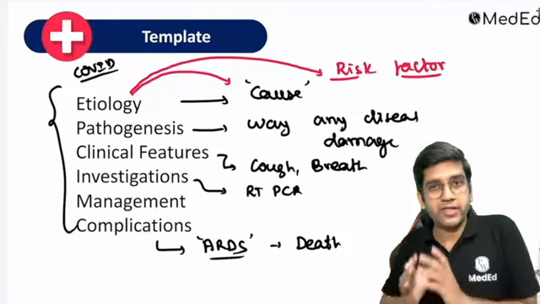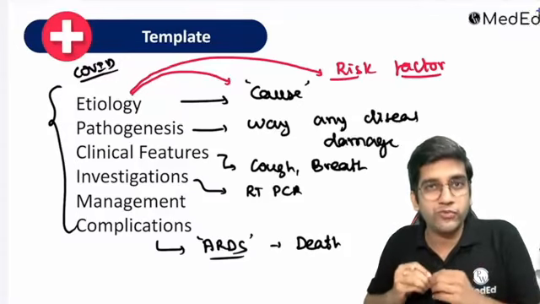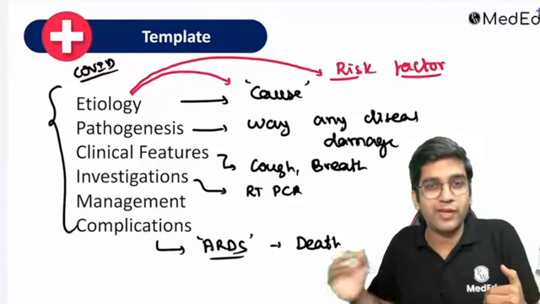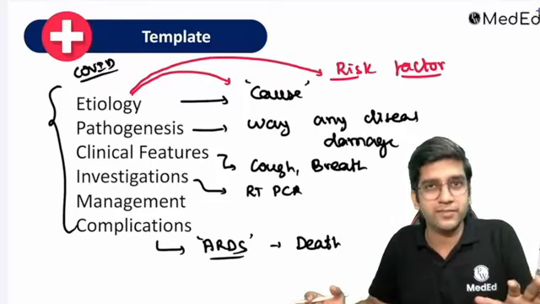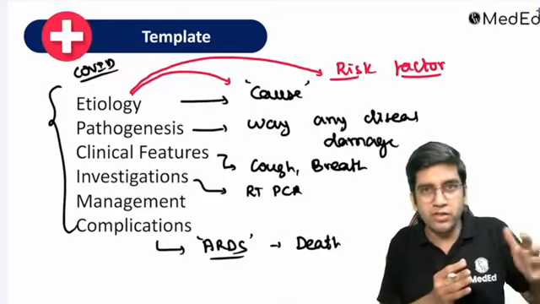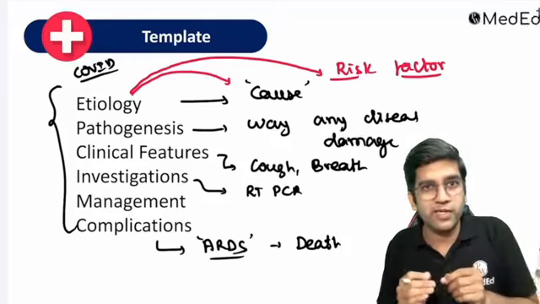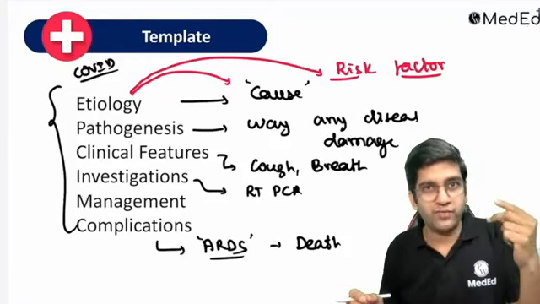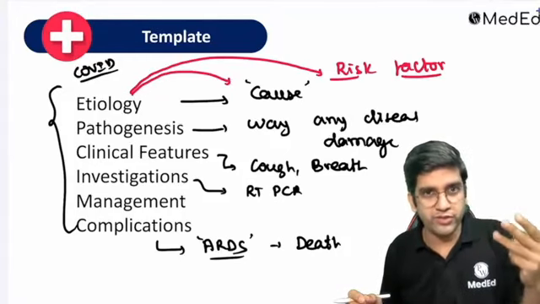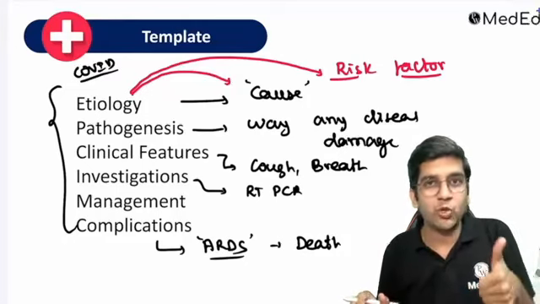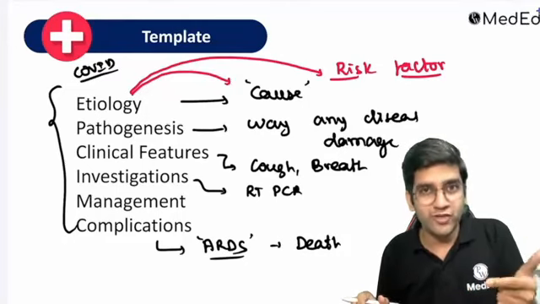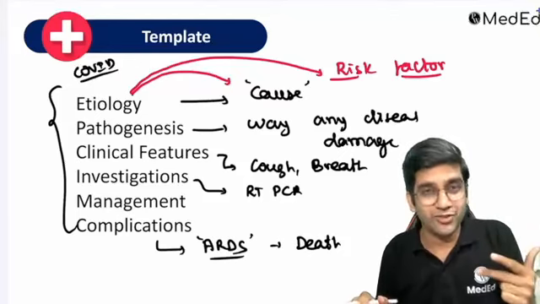So this template is the only thing I want you to fill up from now till you practice medicine. See, if you fill this template in any disease, you need not remember everything in Robbins line by line. If you know etiology, pathogenesis, clinical features, investigation, management, complication, that is enough to clear MBBS, to clear your next exam, to be an amazing doctor.